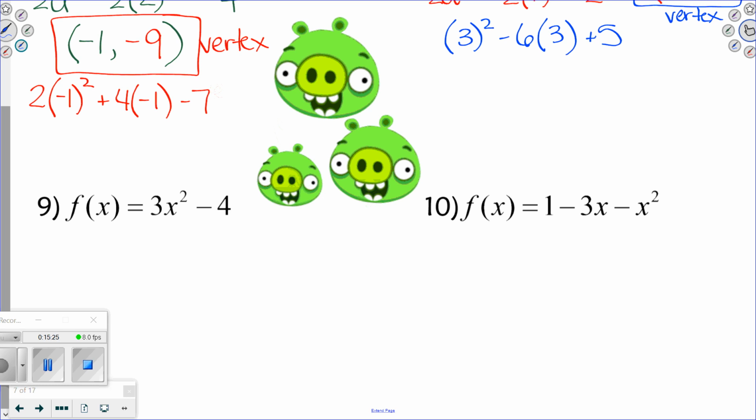What about number 9? So we're going to go negative b over 2a. What's negative b? It's just 0. Please don't write -0. Just 0. Over 2 times a, so 2 times 3. And 0 divided by 6 is 0.